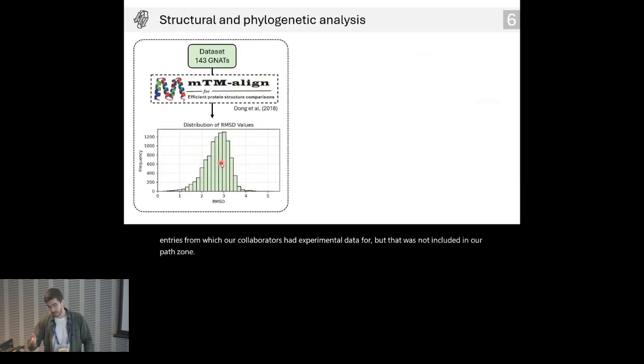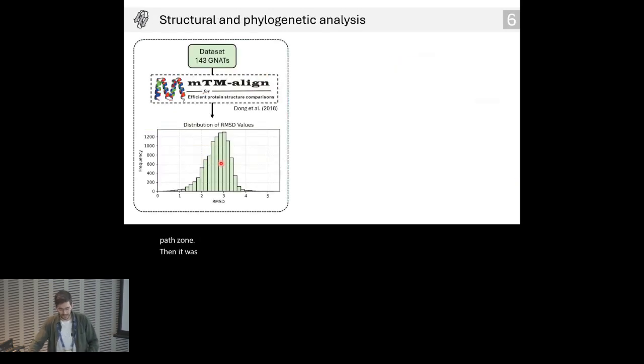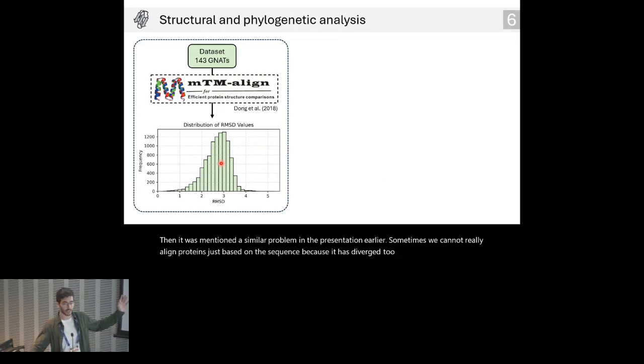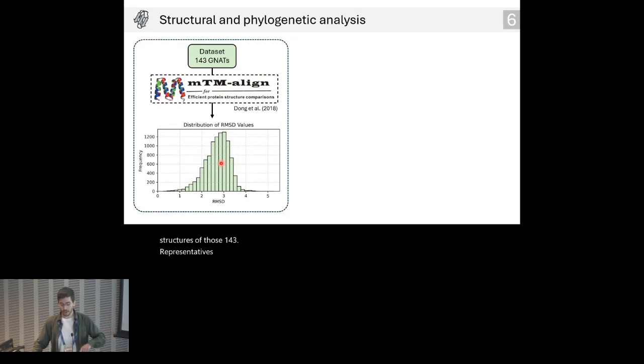Then, as was mentioned in a similar problem in the presentation earlier, sometimes we cannot really align proteins just based on the sequence because it has diverged too much. For example, the human and the Vibrio cholerae variants have a sequence identity of 10%, which is very low. So what we did was, because we either had the experimental structures of those 143 representatives from PDB, or otherwise we predicted their AlphaFold 2 models.